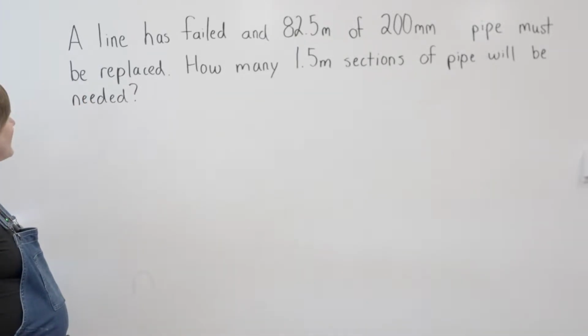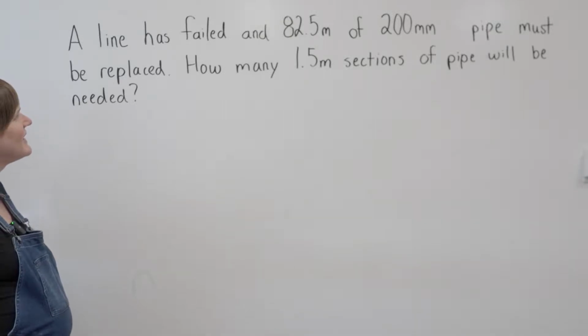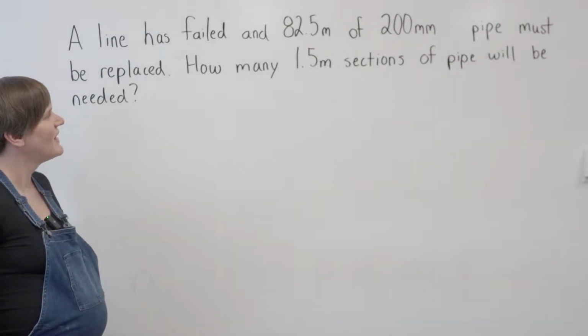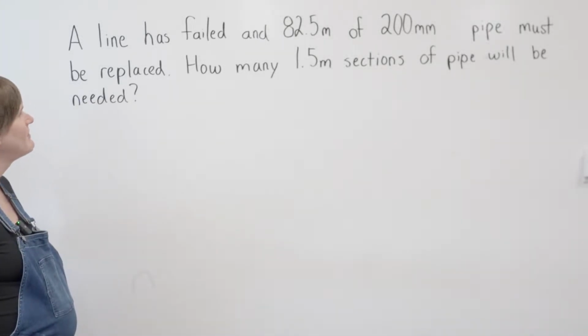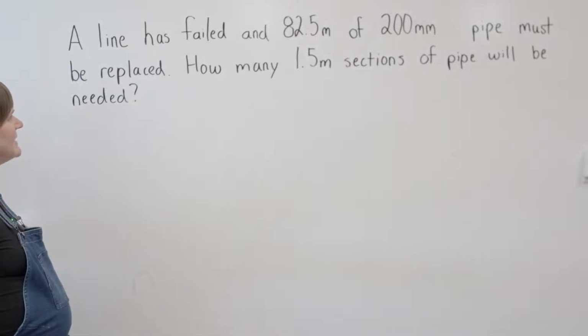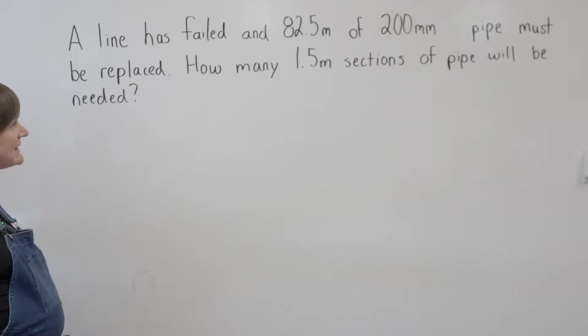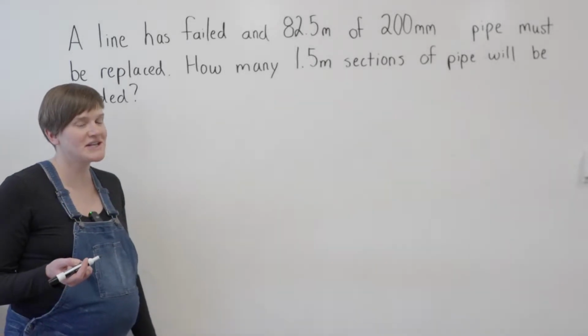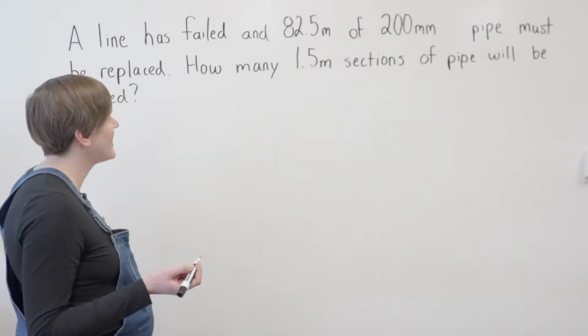It says a line has failed and 82.5 meters of 200 millimeter pipe must be replaced. How many 1.5 meter sections of pipe will be needed? Okay, so I'm going to sketch this out so I can figure out what they're asking me here.